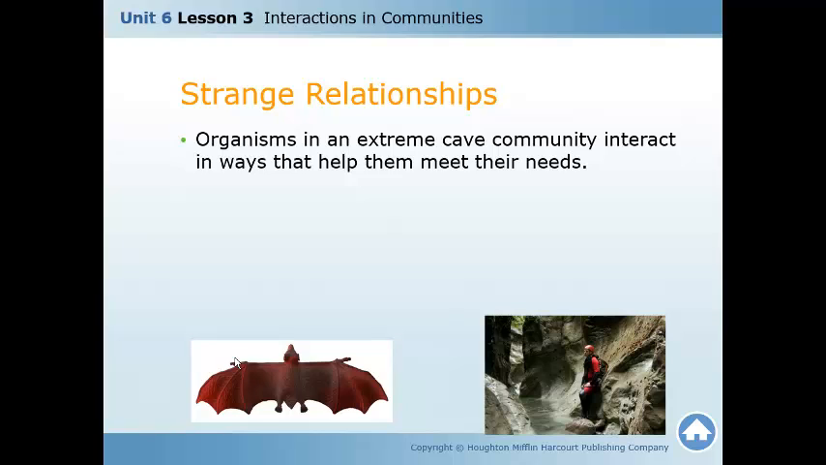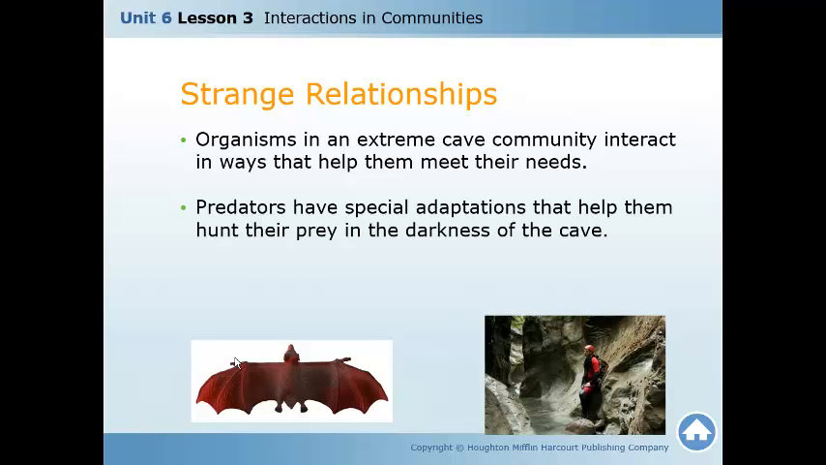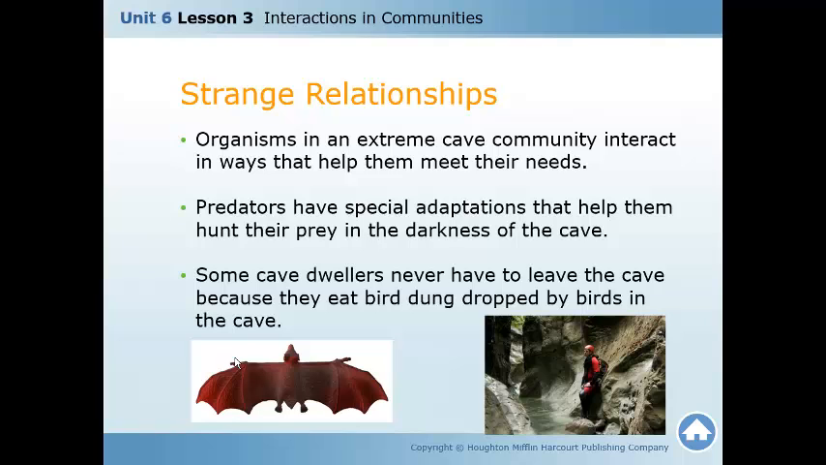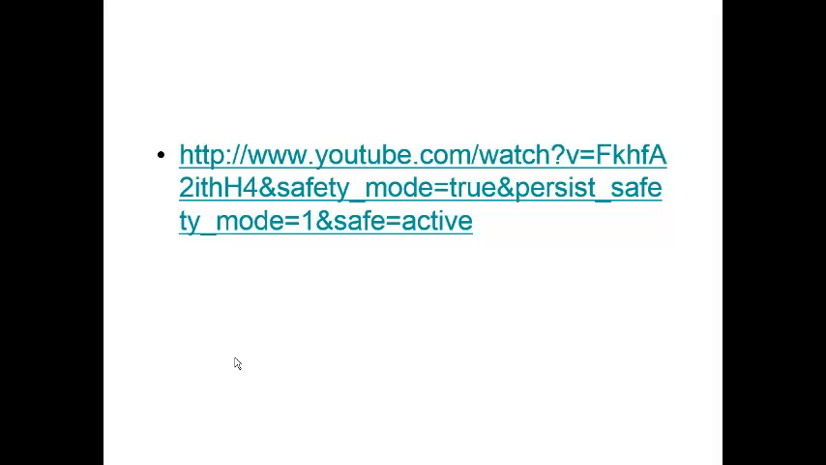Organisms in an extreme cave community interact in ways that help them meet their needs. Predators have special adaptations to help them hunt their prey in the darkness of a cave. If you think of a bat, it uses echolocation. They don't really rely on eyesight much. That's where the term blind as a bat comes from, because they're not using their eyesight, so their eyes are not important, they're not developed. But their hearing is developed to help them survive in that cave. Some cave dwellers never have to leave the cave because they eat bird dung dropped by the birds in the cave. They're just relying on the resources they have within the cave to be their food.